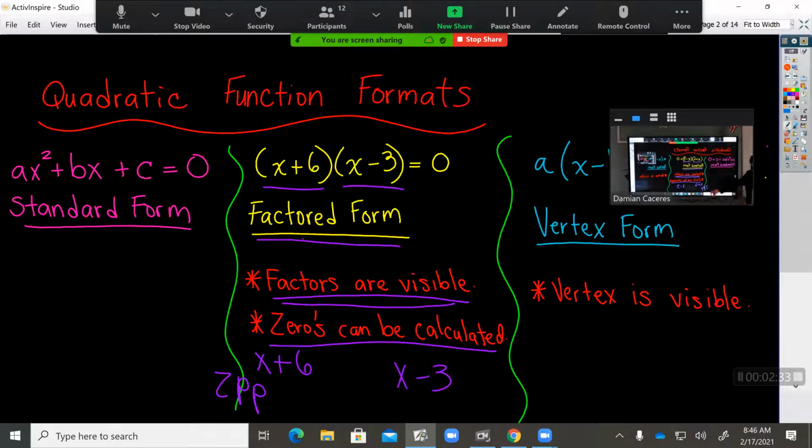I'm fast. All right, so you make each factor equal to 0, and you solve each one. So if you have x plus 6 equals 0, you just have to subtract 6 from both sides. You get x equals negative 6. Let's not do the work for the next one. If you see minus 3, what is it going to end up being? Positive 3.